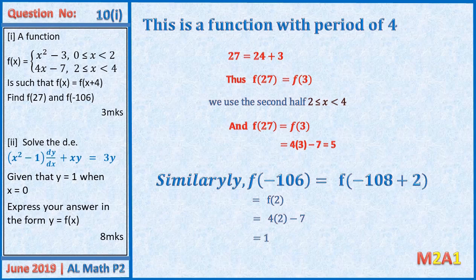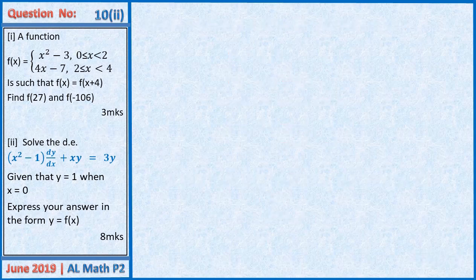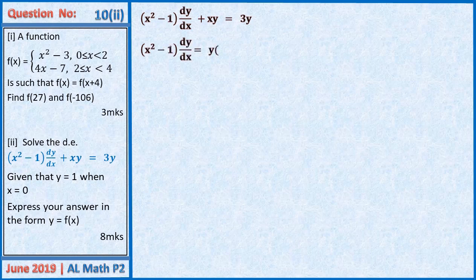The B part: solve the differential equation. For this differential equation, I have (x squared minus 1) divided by x plus xy equals 3y. So this gives us (x squared minus 1) divided by x equal to y times (3 minus x). I carry xy to the right hand side and factorize. And (x squared minus 1) divided by x, dx, will be equal to y times (3 minus x).